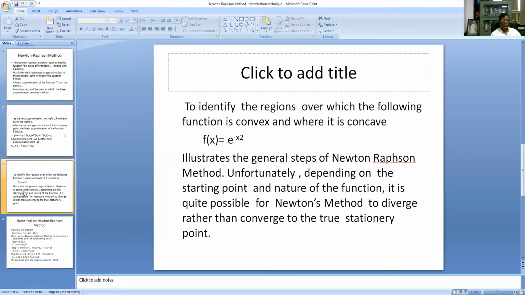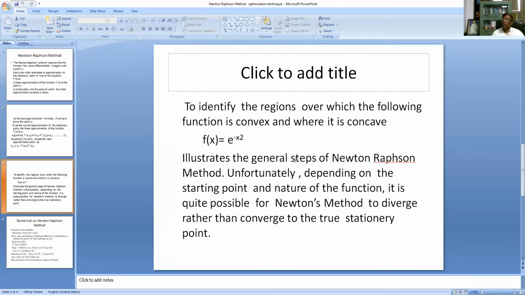You see, to identify the region over which the following function is convex, and where it is convex means whether it is decreasing and whether it is increasing, whether it has a minimum value or whether it has a maximum value. So for that we are taking an exponential function f(x) is equal to e to the power x to the power minus 2, and illustrating the general step of Newton-Raphson's method.